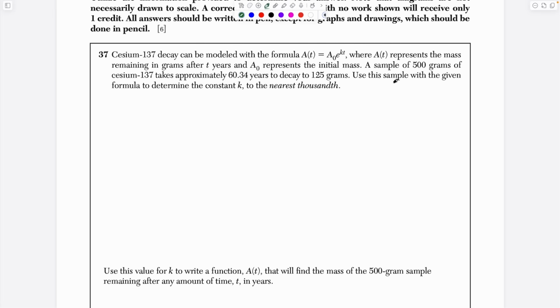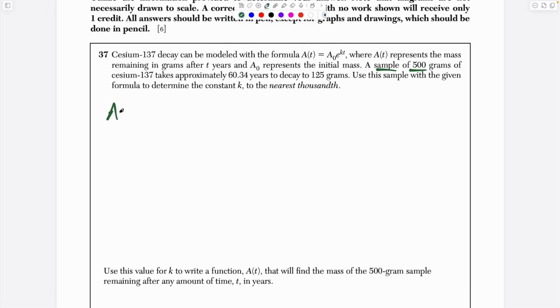Use this sample with the given formula to determine the constant k to the nearest thousandth. So for this one, what we want to do is just go piece by piece and define the terms that we could then plug into this formula to solve for k. They tell us a sample of 500 grams. Okay, so we're starting off with a sample of 500 grams.